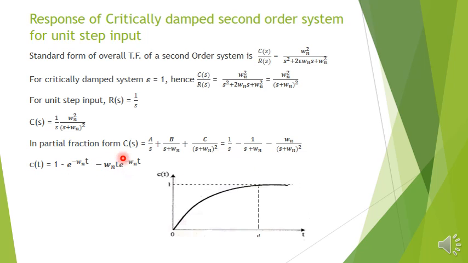If we substitute the value of t equal to 0, this term becomes 0 because t is 0. This is 1, so 1 minus 1 is 0. As t increases, and as t becomes infinity, this term becomes 0 and it becomes a steady state. So this is the t1 where it reaches the steady state value, the constant desired output, for a unit step input.